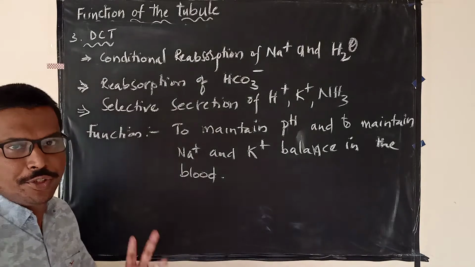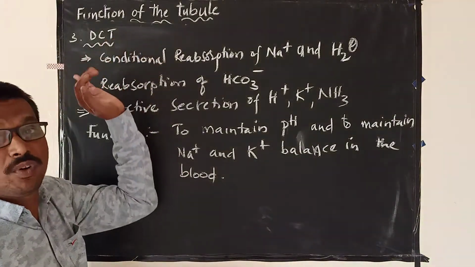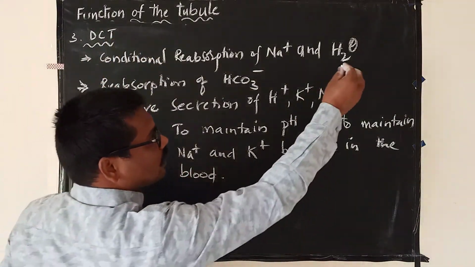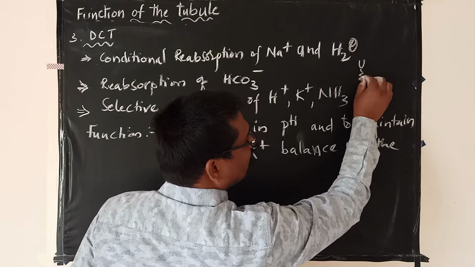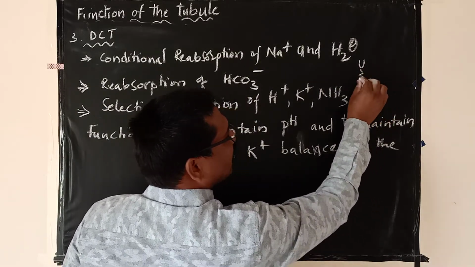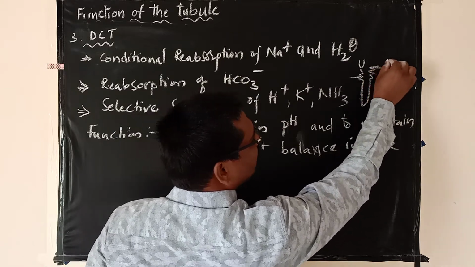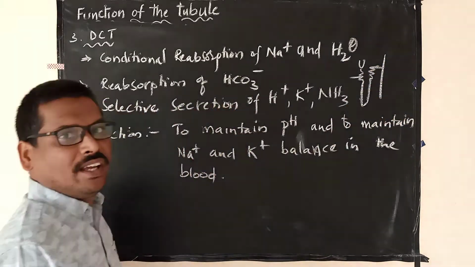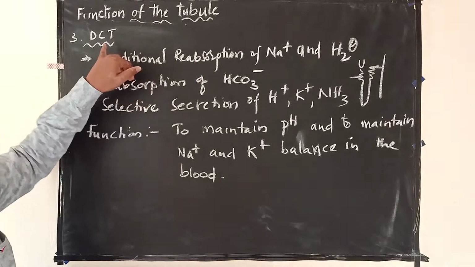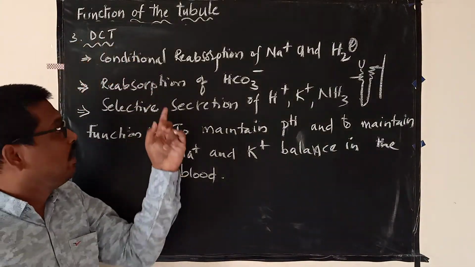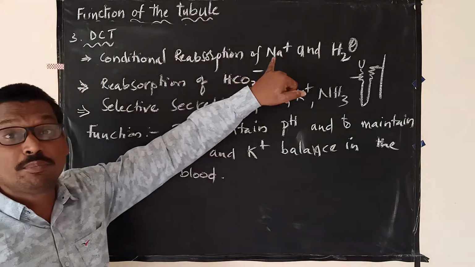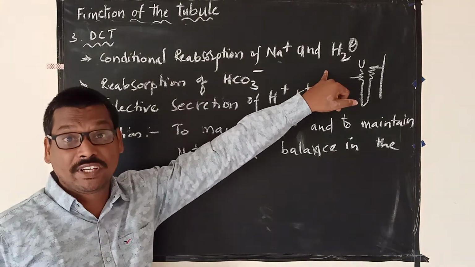And now the next one is the distal convoluted tubule, in short, DCT. So we have seen the Bowman's capsule. We said that it has different parts: PCT, Henle's loop, and now this part is called the distal convoluted tubule, followed by the collecting duct. Now we are talking about the distal convoluted tubule. Here, conditional reabsorption of sodium ions and water will be taking place.